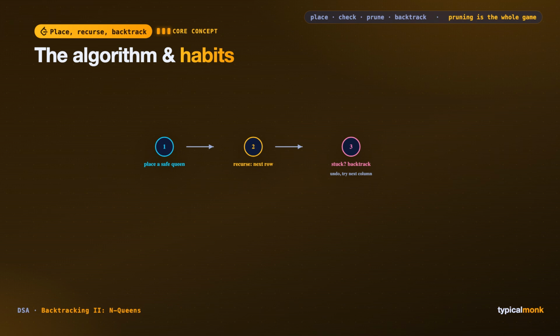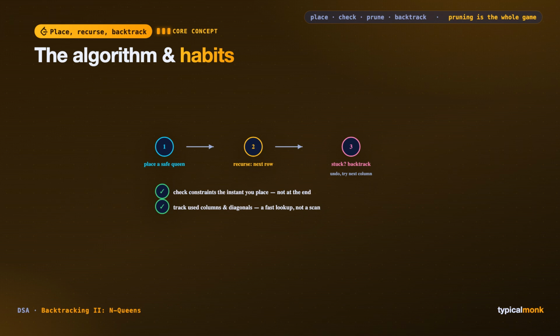Repeat until every row has a queen, which is a solution, or until every option is exhausted. Place, recurse, backtrack, and undo. The same rhythm as last class, with the safety check deciding each step.